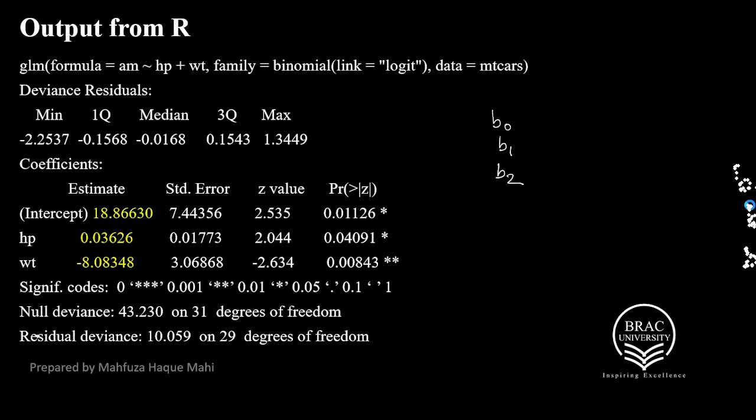So you can see that here the intercept is 18.86630, which is the value of B0, and for the variable horsepower the value of estimate is 0.03626, which is the value of B1, and for the variable weight of automobile the value of estimate is minus 8.08348, which is the value of B2.